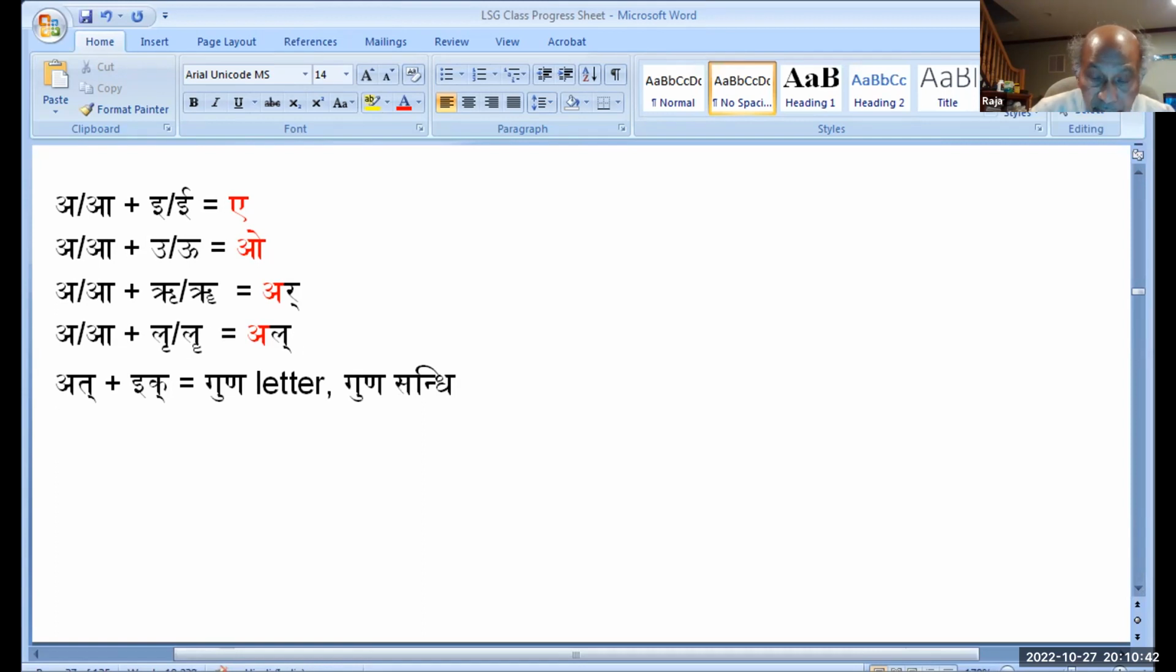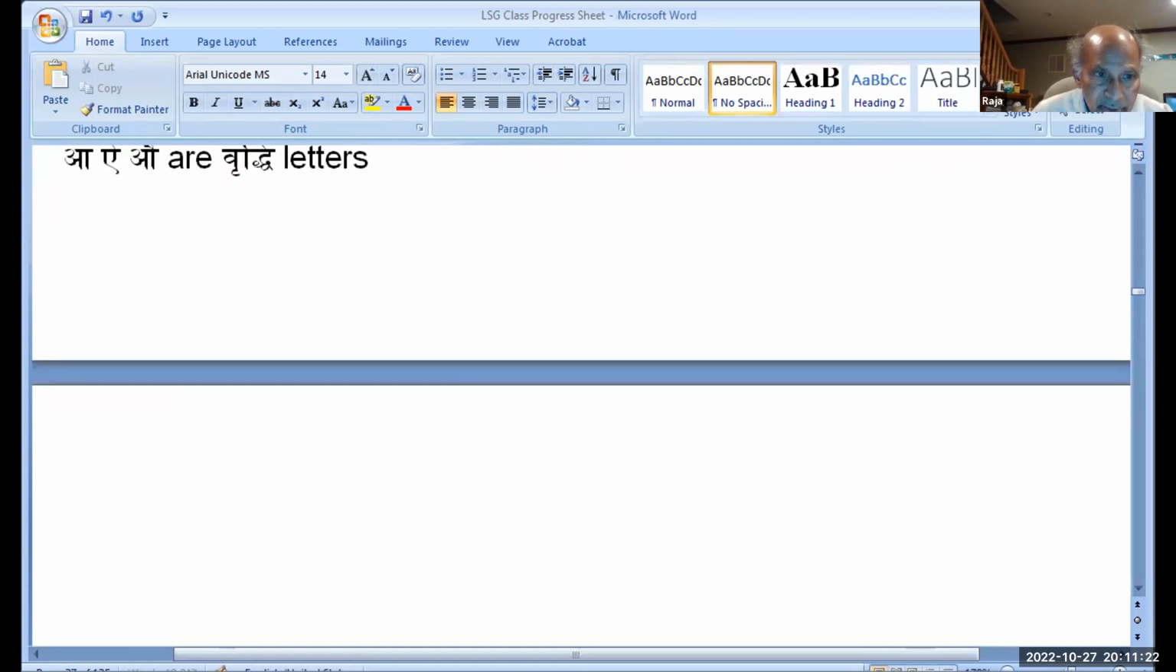Now we also define another set of letters, so rules. We said long A, I, and Au are Vruddhi letters. It's just a basic definition. Now I gave an example. No, let's get here.